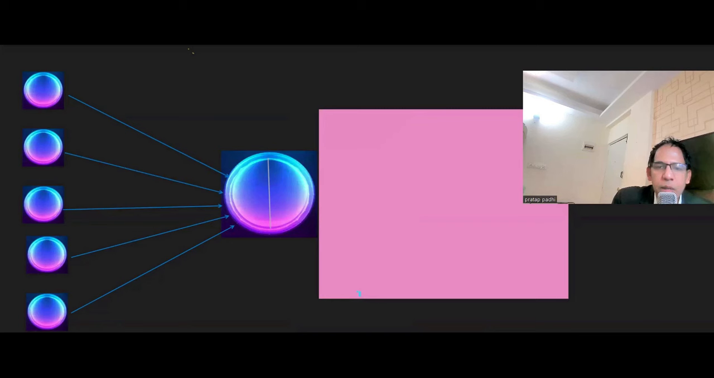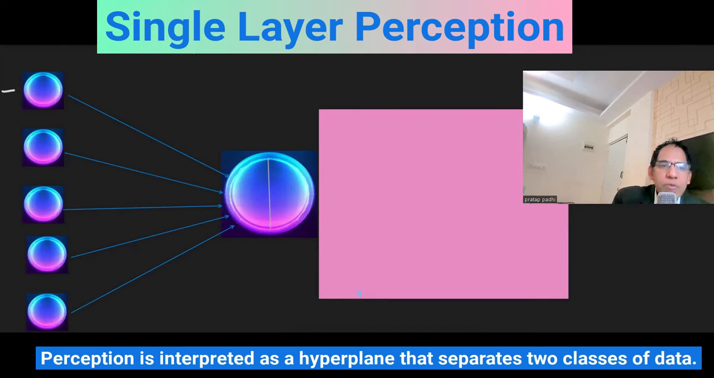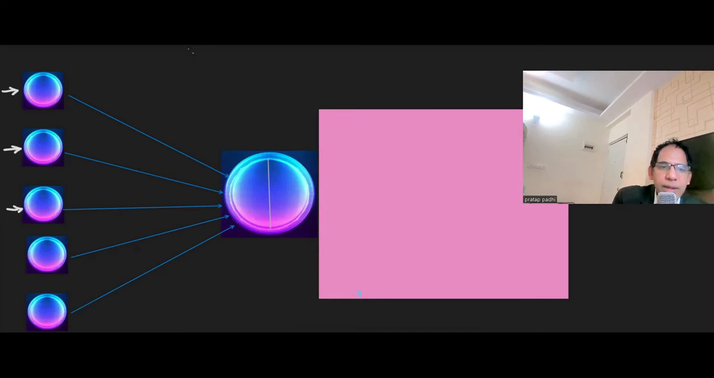So let's get into it. I'm about to explain what a perceptron is, a single layer perceptron. So how it works: if you give a sample here, if you give your data here, the data will be received here and the data will be processed.